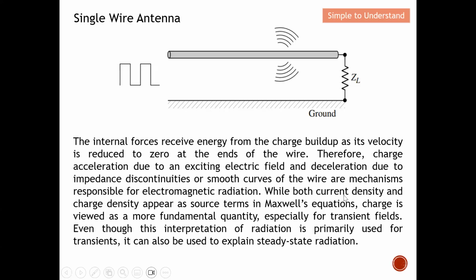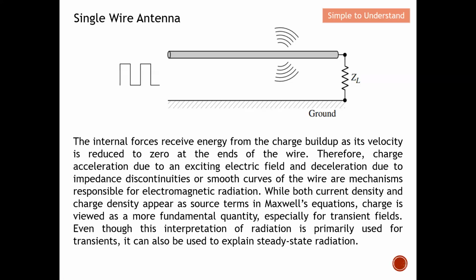While both current density and charge density appear as source terms in Maxwell's equations, charge is viewed as a more fundamental quantity, especially for transient fields. Even though this interpretation of radiation is primarily used for transient fields, it can also be used to explain steady state radiation. So this is on a single wire. Hopefully with this you have a better idea how a single wire releases the EM wave to the environment.